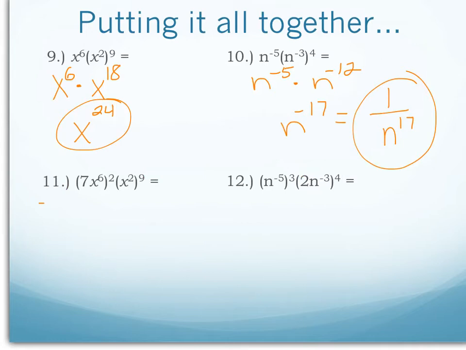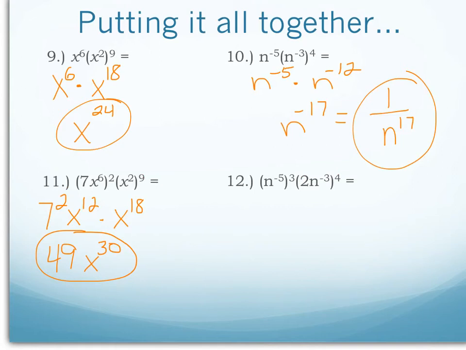And 11, so we have two sets of parentheses with powers on each. So we'll have 7 squared, x to the 12th, times x to the 18th. 7 squared is 49. And then on the x's, add your exponents, and you get x to the 30th.